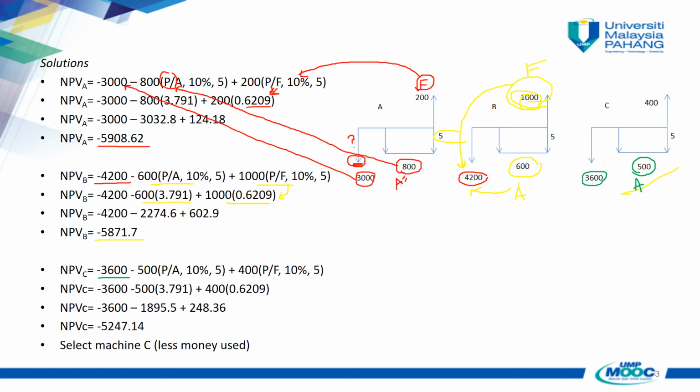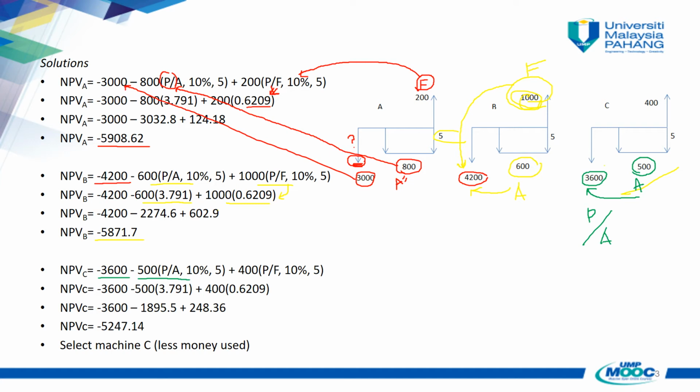Alright, so we want to convert it to become this present day value. So we say that finding P when we know the A. Alright, so this is what happened here: 500 multiplied by finding P when we know the A. Alright, and then we salvage the machinery after 5 years.